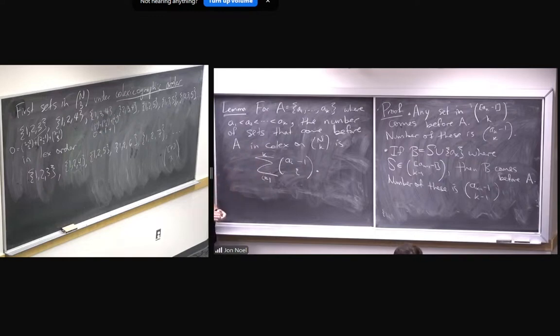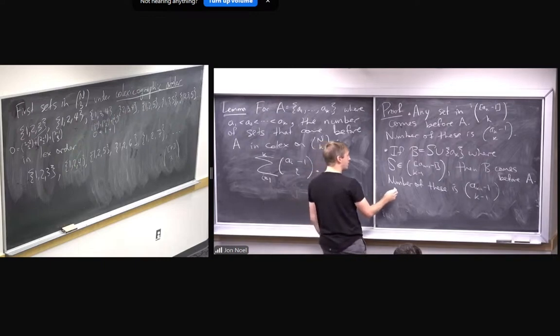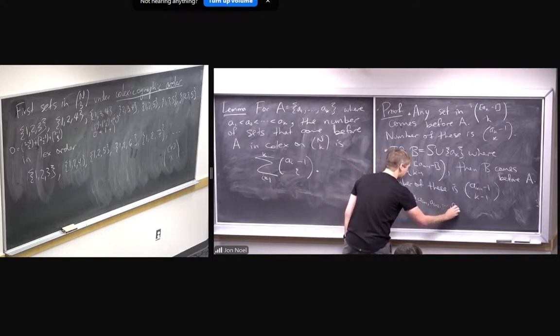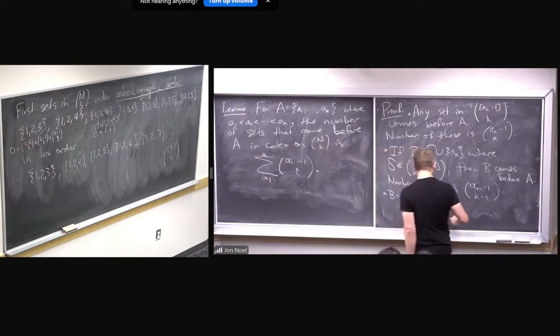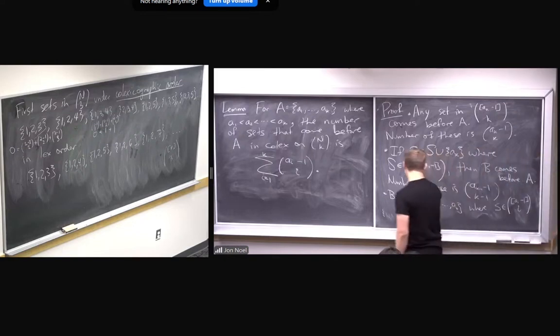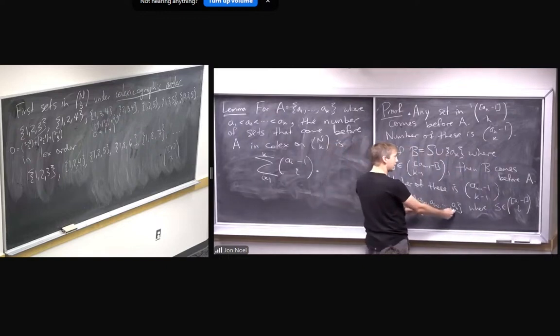So if I have a set of the form B equals S union {A_{i+1}, A_{i+2}, up to A_k}, where this set S is in [A_i minus 1] choose i, okay, so this would be where they share the last k minus i elements.